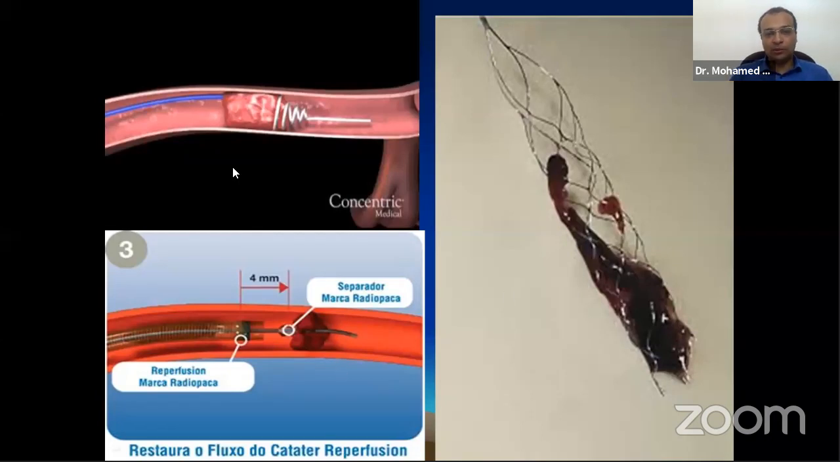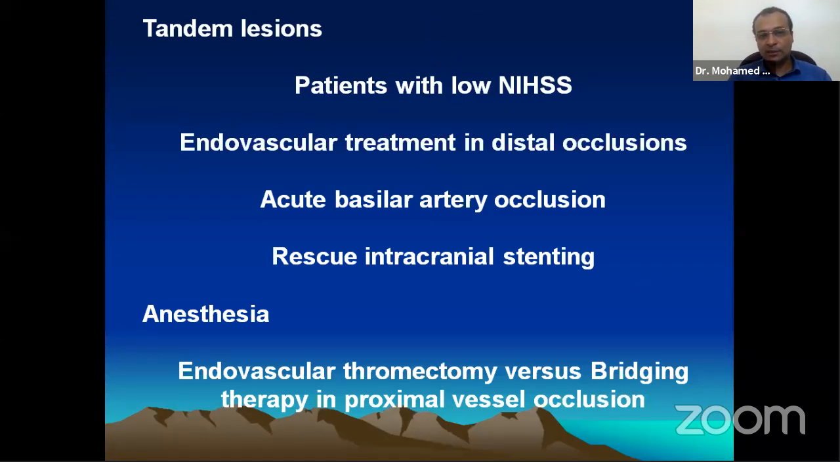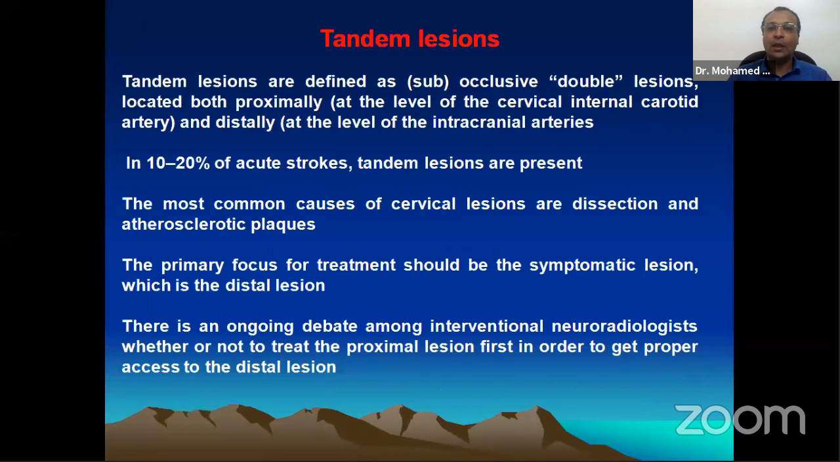This is the Mercy device, the first that we used in 2008 for thrombectomy, and a lot of stent retrievers can be used. I will discuss tandem lesions, patients with low NIHSS in acute stroke, endovascular management of acute artery occlusion, rescue stenting, anesthesia local versus general, and endovascular thrombectomy alone versus bridging therapy in proximal vessel occlusion.